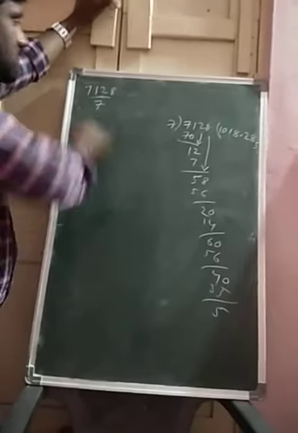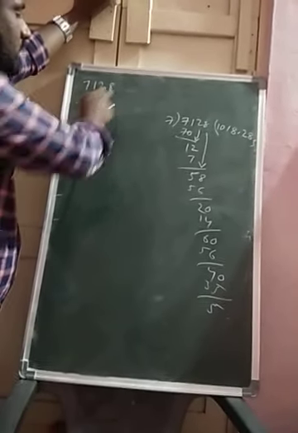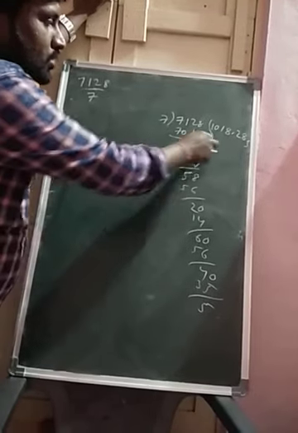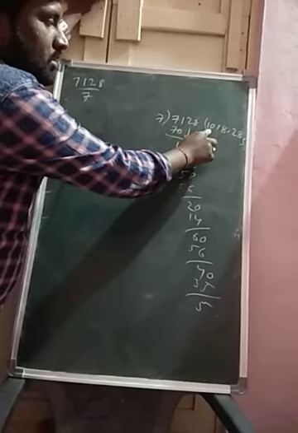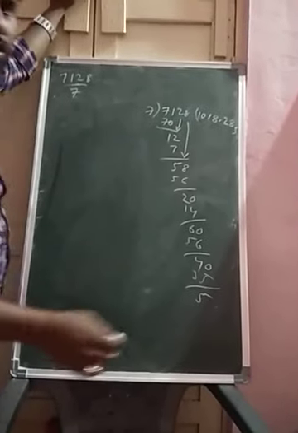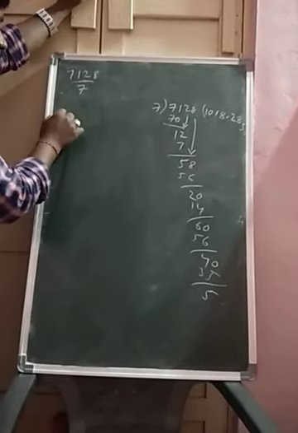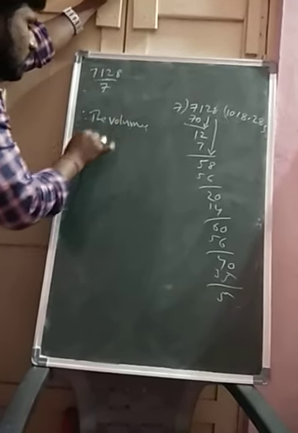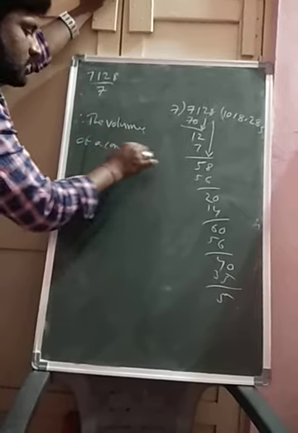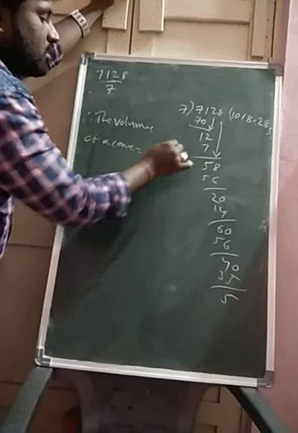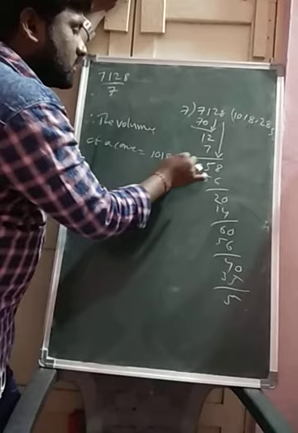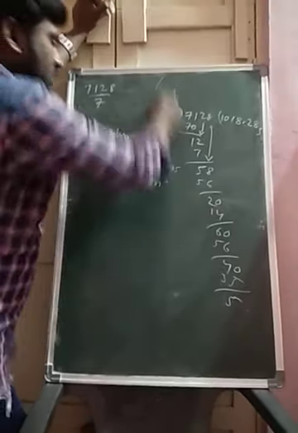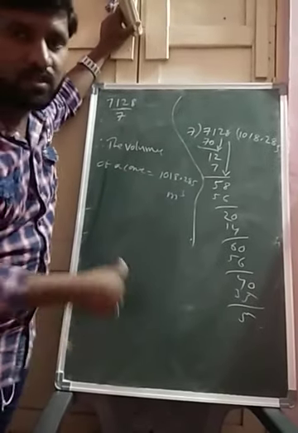Okay, students. So now 7128 by 7, we get 1018.285 approximately. So the volume of the cone is 1018.285 cubic meters. Okay, now students. So this is the required answer for the question. Thank you.